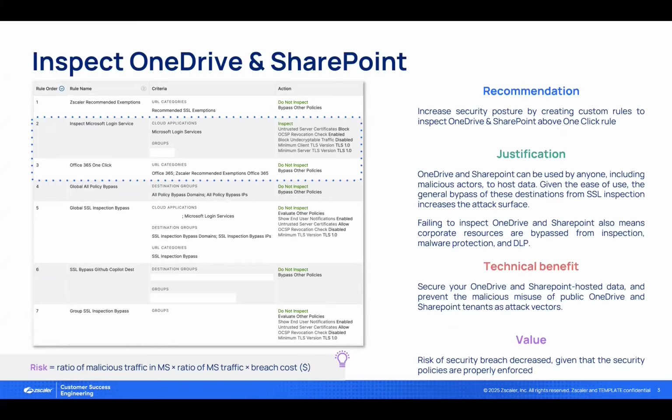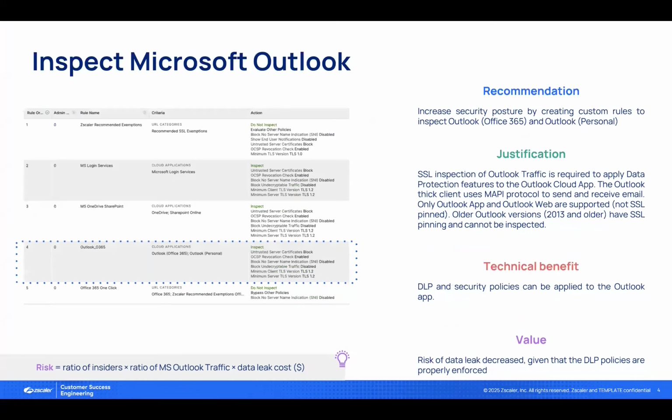Failing to inspect these destinations can also mean that corporate resources are bypassed from inspection, malware protection, and data protection policy. Similarly, it's recommended to inspect Microsoft Outlook by creating custom rules to inspect the Outlook Office 365 and Outlook Personal Cloud applications. Again, these must be above the Office 365 one-click rule. Doing so allows applying DLP and security policies to Outlook application and Outlook web traffic. Note that only the modern Outlook application and Outlook web are supported, as these do not have SSL pinning. Older versions will have SSL pinning and cannot be inspected.